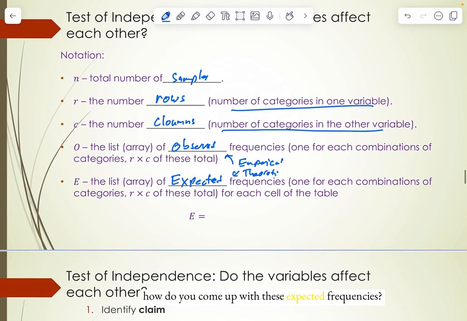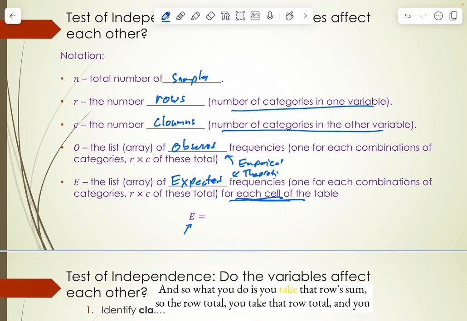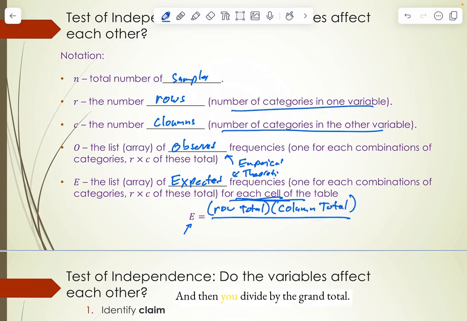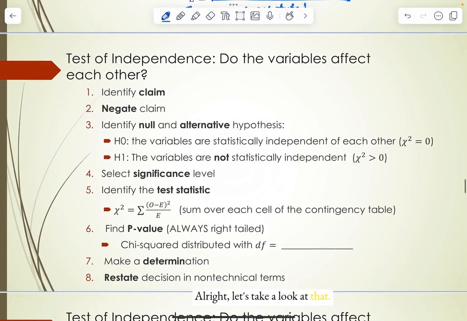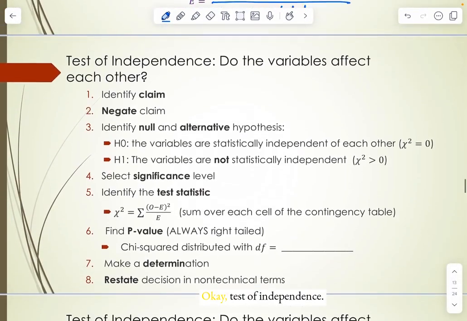How do you come up with these expected frequencies? Each E is associated with a particular cell of the table. Each cell is in its own row and column. So what you do is you take that row's total, and you multiply it by the column total for that cell. And then you divide by the grand total. And that is your expected frequency for that cell. All right, let's take a look at that. Okay, and so that is how you find the expected. More on that later.